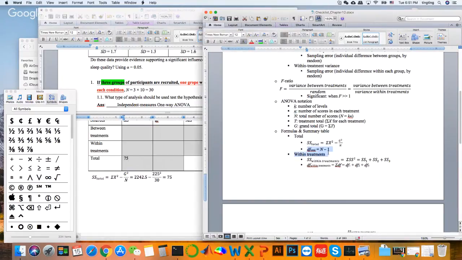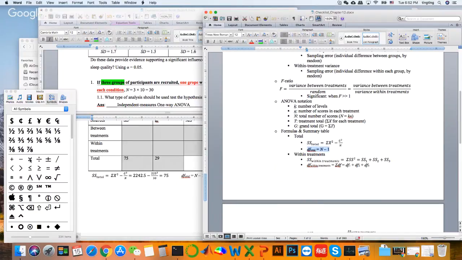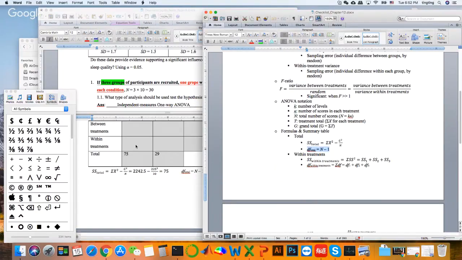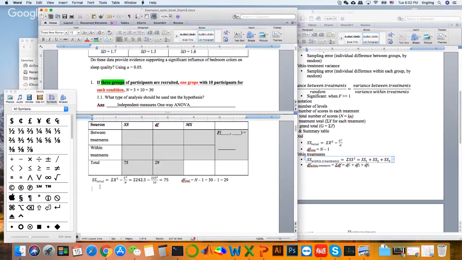And the DF total equals N minus 1. It's simple, 30 minus 1, right? Which is 29. And then let's start with the SS, right? The SS of the within treatment.